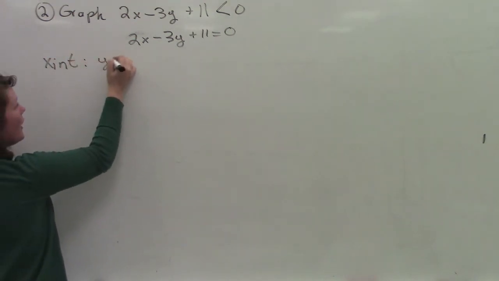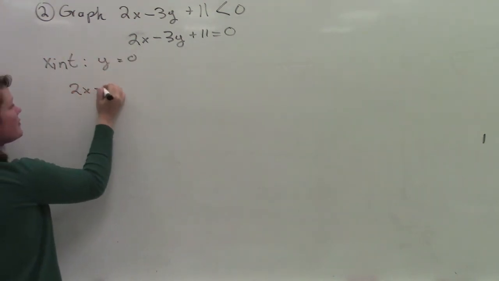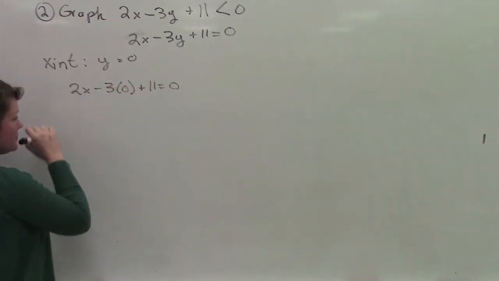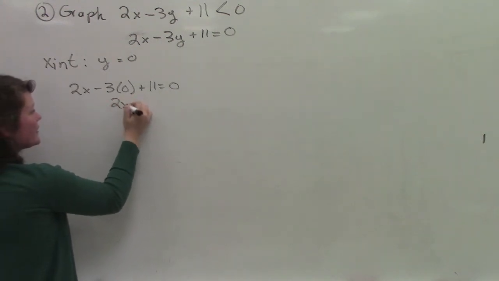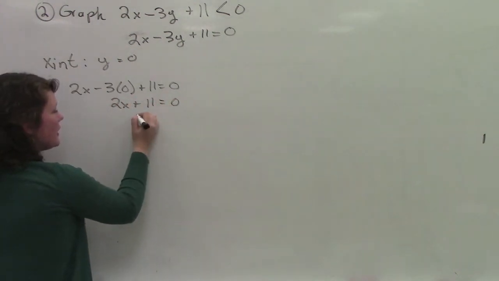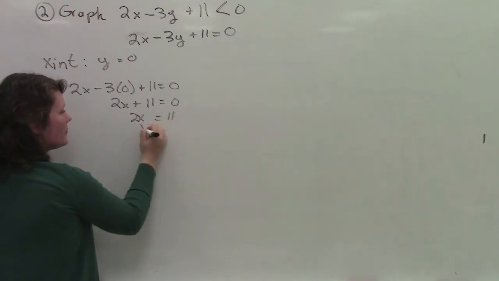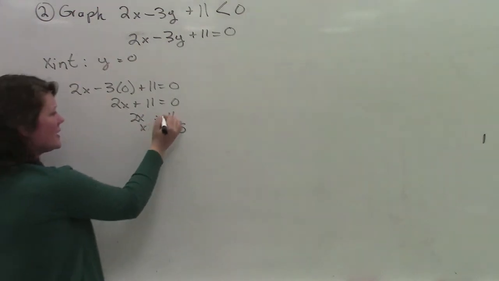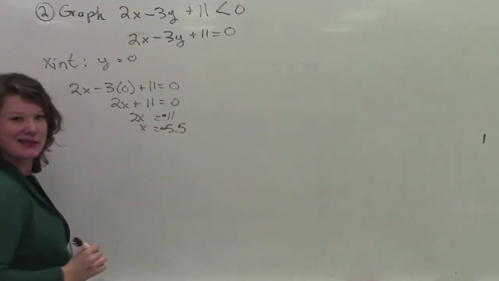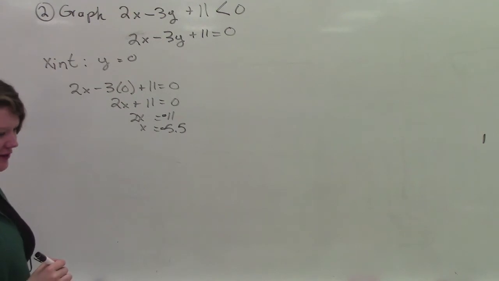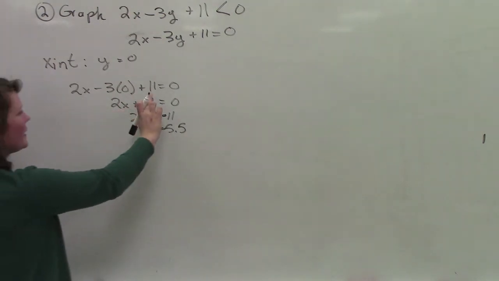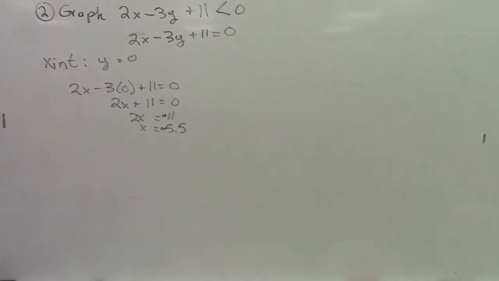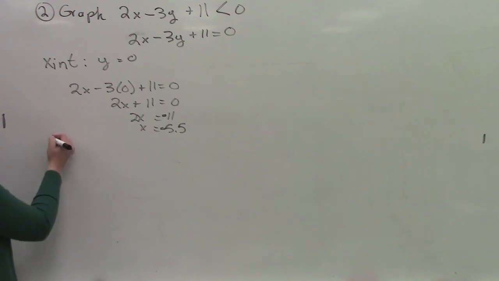X-intercept, y equals 0. 2x minus 3 times 0 plus 11 equals 0. 2x plus 11 equals 0. 2x equals 11. X equals 5.5. Ooh, sorry guys, negative. Don't forget that. It's negative 5.5. Why? Because I'm taking the 11 and putting it on the other side. I'm subtracting 11 from both.